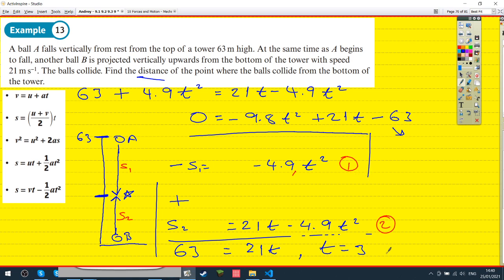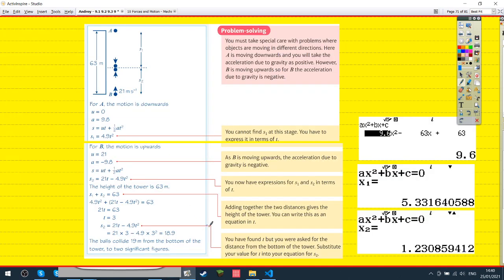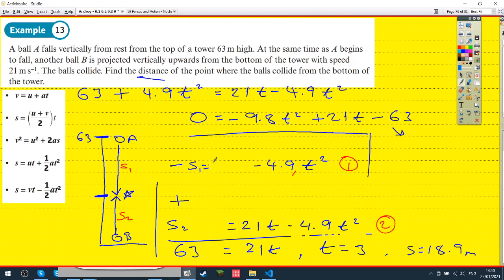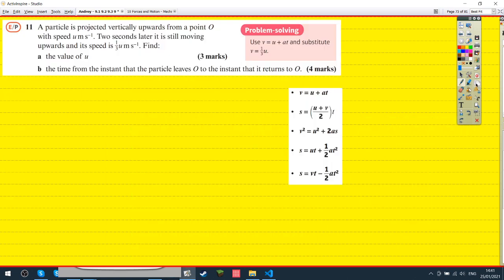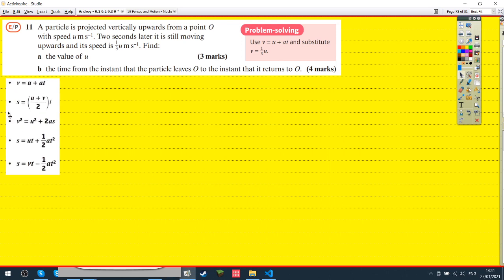I got 18.9. 18.9 meters. There we go. It was just a minus sign. That's all it was. It went down. So instead of s equals s, it's like s equals minus s, with simultaneous equations. All right. Any questions about this one? No. Right. Let's try these exam questions.